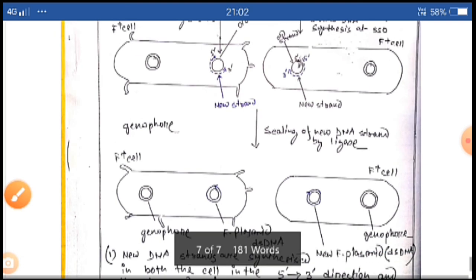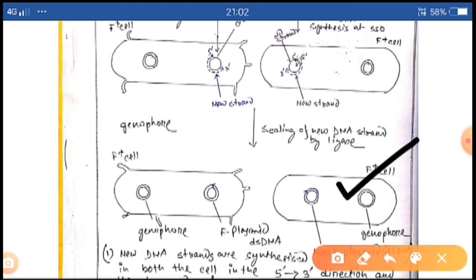now this particular cell will behave as a donor cell. That is, we may say that by the process of bacterial conjugation, the F minus cell has been converted to an F plus cell. Okay, so this is about the bacterial conjugation process. Okay, thank you.